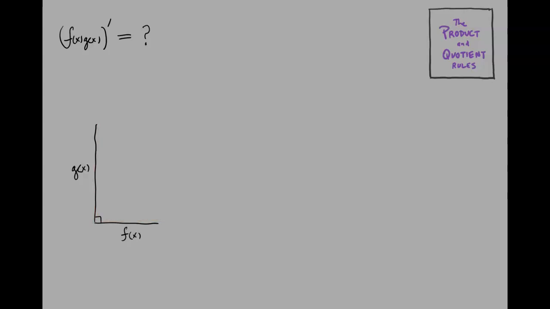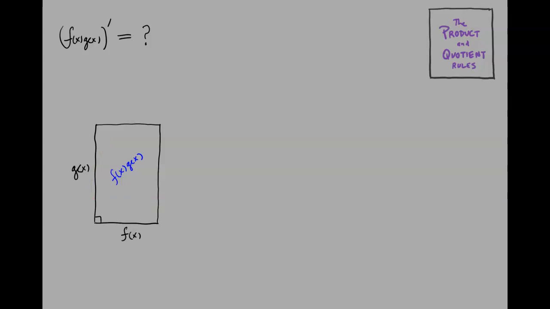And I will go ahead and complete the rectangle of which they are part. Its area is f of x times g of x, which is precisely the function whose derivative we want. Good, so we've represented this function as an area. Now, we're looking for the function's derivative. That means we're looking to find how the value of this function, this area, changes in response to changes in the input, namely to infinitesimal changes in the input.